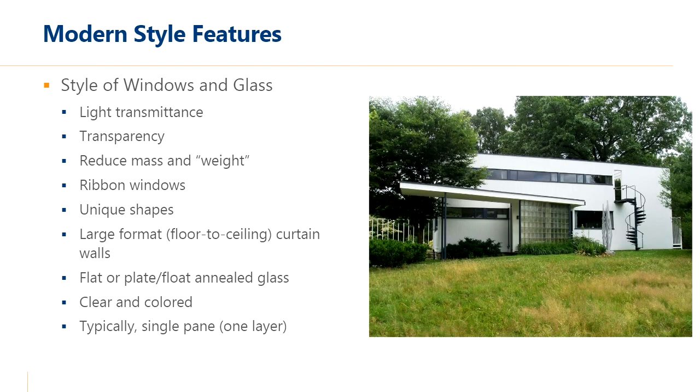We also see the use of glass set in a band of ribbon windows, both horizontally and vertically, unique shapes, and large pieces of glass that extend from floor to ceiling to create an early form of a curtain wall. The photograph shown here for ribbon windows is the Gropius House in Lincoln, Massachusetts.